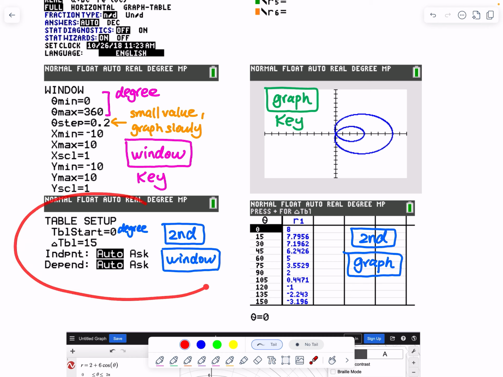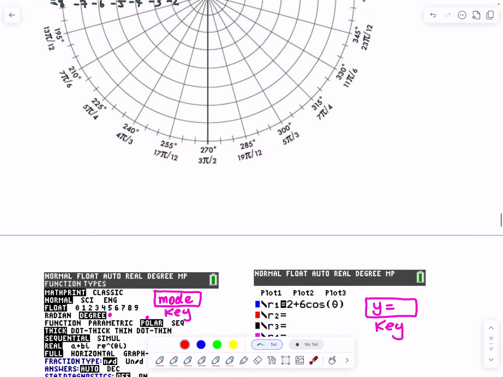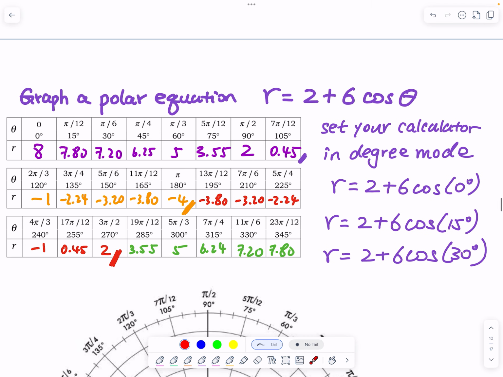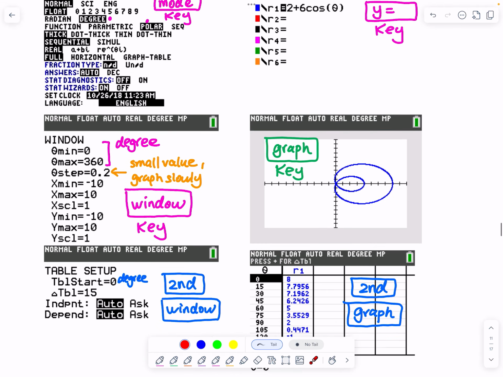And then you set up a table, you do the setup, and if you want to see the table, do you see above the graph key, there is a word table in blue. Then you click second, and then the graph key, and it will show you this table. You hit the down arrow, and then you can see the whole thing. So you can set up the table in a few clicks, and then of course you put these numbers in this table, plot the points one at a time, and trace them to get the polar graph.